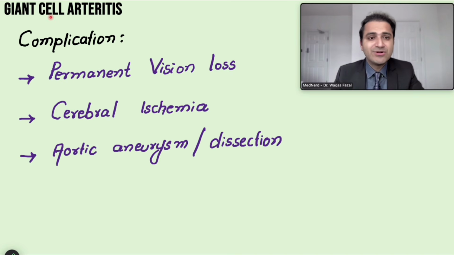Complications. The most important and dreadful complications are permanent vision loss, cerebral ischemia, aortic aneurysm, and aortic dissection, because it involves the large arteries. And when it involves the large arteries, it causes damage to the arteries. I have a full video on aortic dissection. You can check out that video on my YouTube channel.